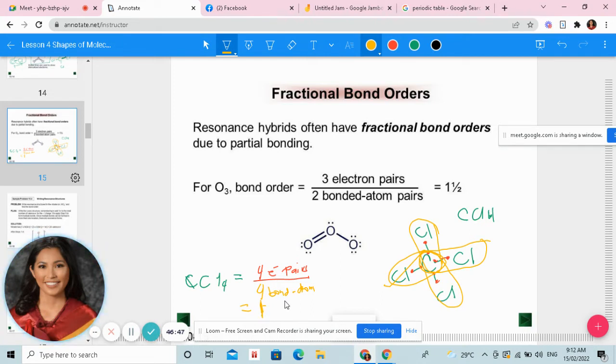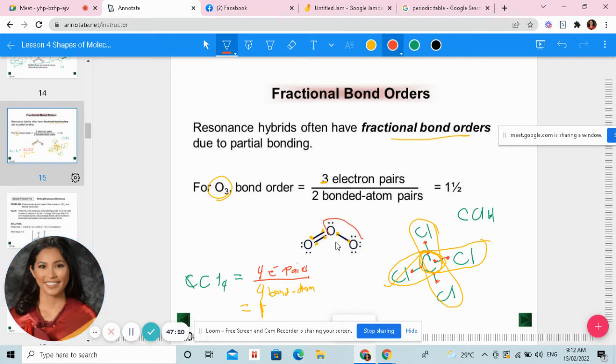So its bond order is one. Now, if we have a resonance hybrid like O3, then we will have a fractional bond order. In this case, how many electron pairs are being shared? One pair, two, and three. Okay, we have three. Now, how many bonded atom pairs?